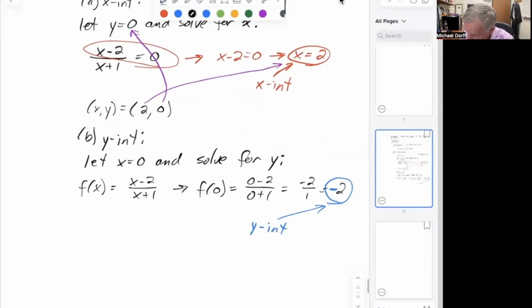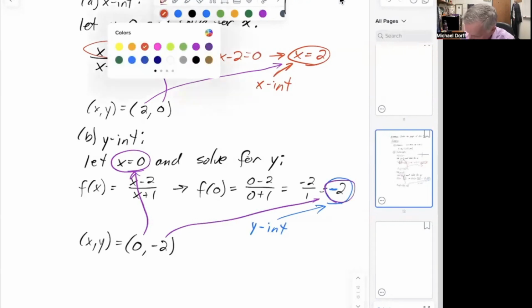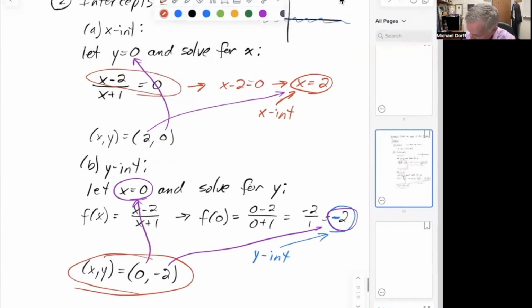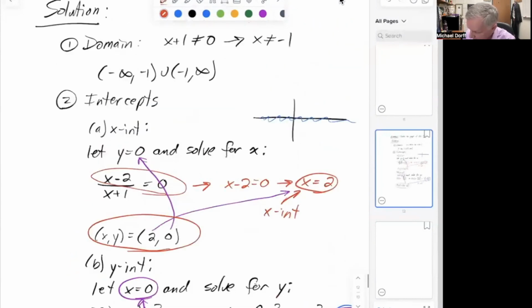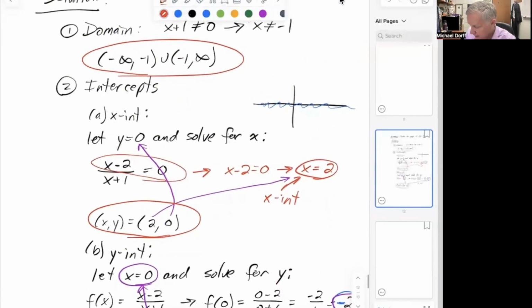But again, like before, it's useful to have that as an xy point. So my x point is 0 and my y point is negative 2, where the 0 comes from the fact that we let x equal 0, and the negative 2 comes from my y-intercept right there. And I'm going to circle these because we're going to come back to these later. So I've got the point 0, negative 2, and I have the point 2, 0. And we'll just go back, and in the domain, we'll circle that because we have that back there.